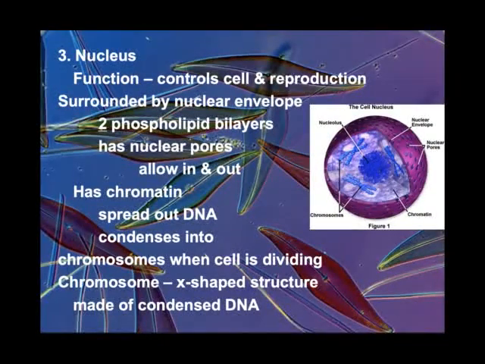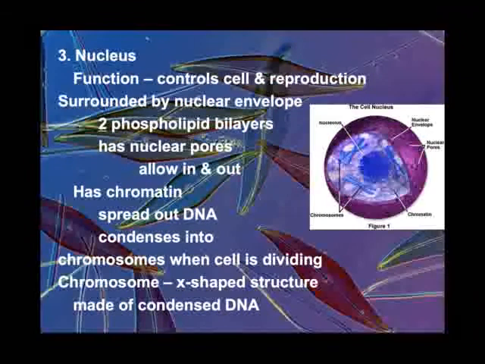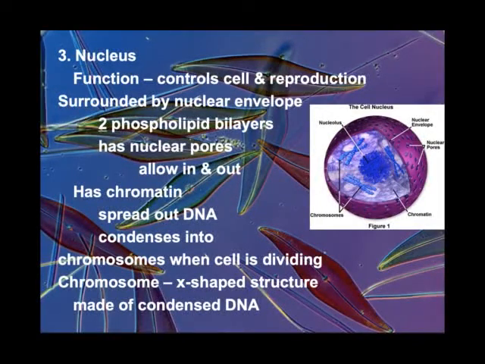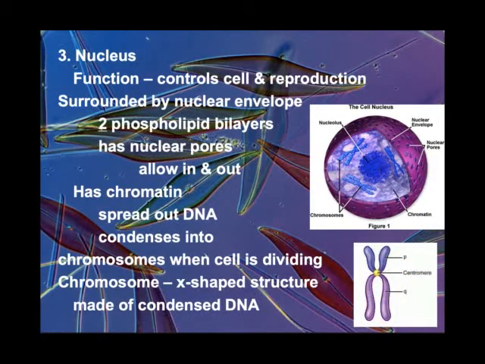Chromatin is that wild, spread out, tangled up mess found most of the time, and then when the cell's getting ready to divide, that wild tangled up mess organizes itself into the X-shaped structure called a chromosome. Chromosomes have, in the middle, a centromere that holds the pieces of the chromosome together, and we'll talk more about that when we get to cell division.